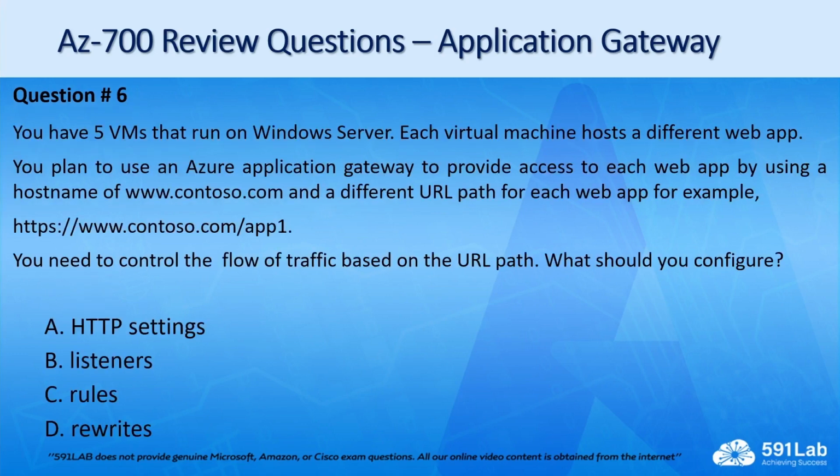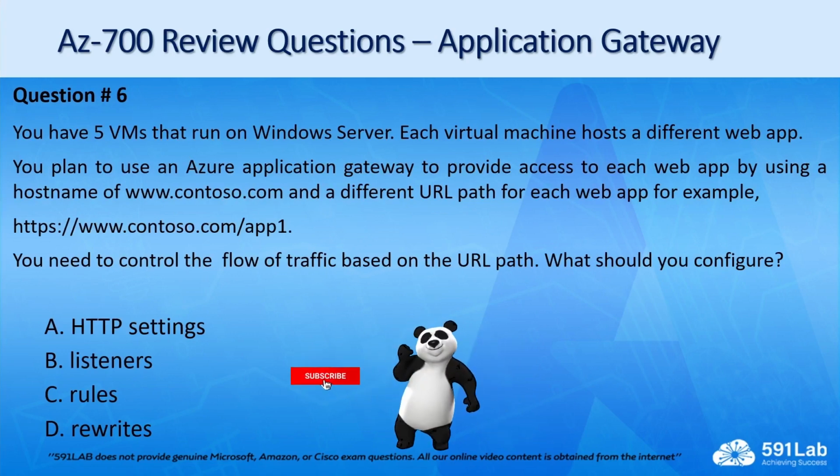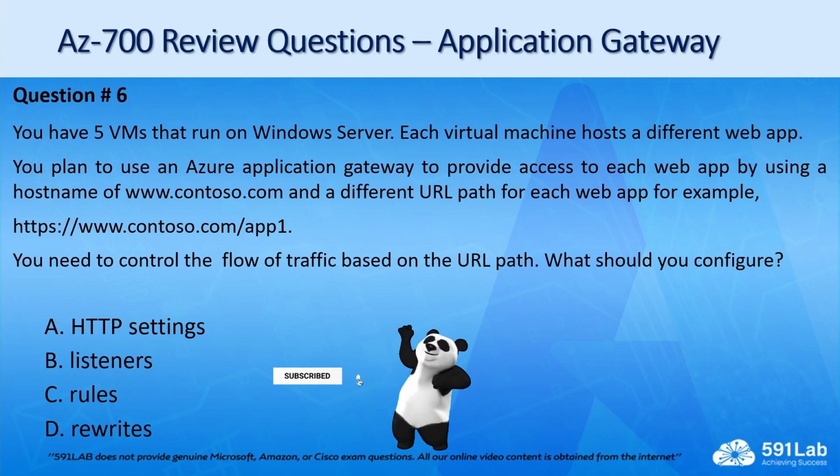You have 5 VMs that run on Windows Server. Each virtual machine hosts a different web app. Okay, so 5 virtual machines and all 5 virtual machines have a different web app. Good. You plan to use Azure Application Gateway to provide access to each web app. Okay, by using host name and a different URL path for each web app. For example, contoso.com/app1. Okay, that's pretty clear.